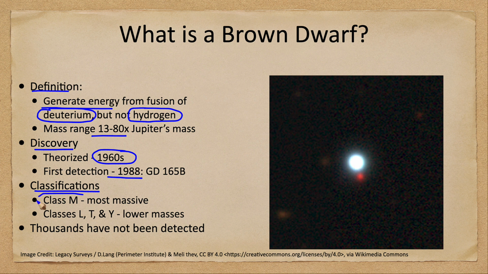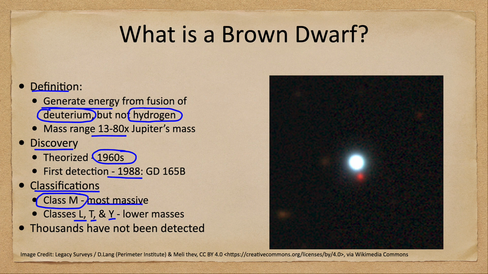And there's a little bit of an overlap here where we have class M, which are the most massive brown dwarf stars. Well, class M are also the coolest of the ordinary stars. So there are some subdivisions there, but there are some brown dwarfs that are classified as class M. Then you have lower masses, class L, T, and Y, which get progressively lower mass and then would give progressively lower temperatures. And of course, while we've detected some, there are still a lot of them that have not been detected, even ones that are relatively nearby to us here in our solar system.